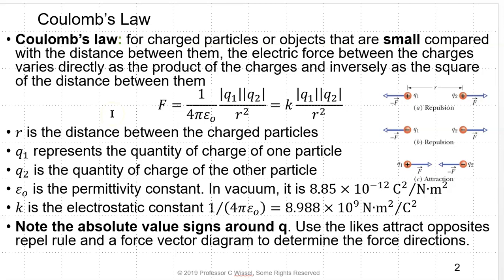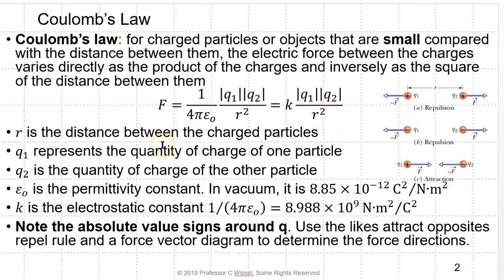Okay, now Coulomb's Law for charged particles or objects that are small compared with the distance between them. The electric force between the charges varies directly as the product of the charges and inversely as the square of the distance between them. So mathematically, F equals 1 over 4 pi epsilon naught times the quantity Q1 Q2 divided by R squared. We can rewrite that as K times Q1 Q2 divided by R squared.